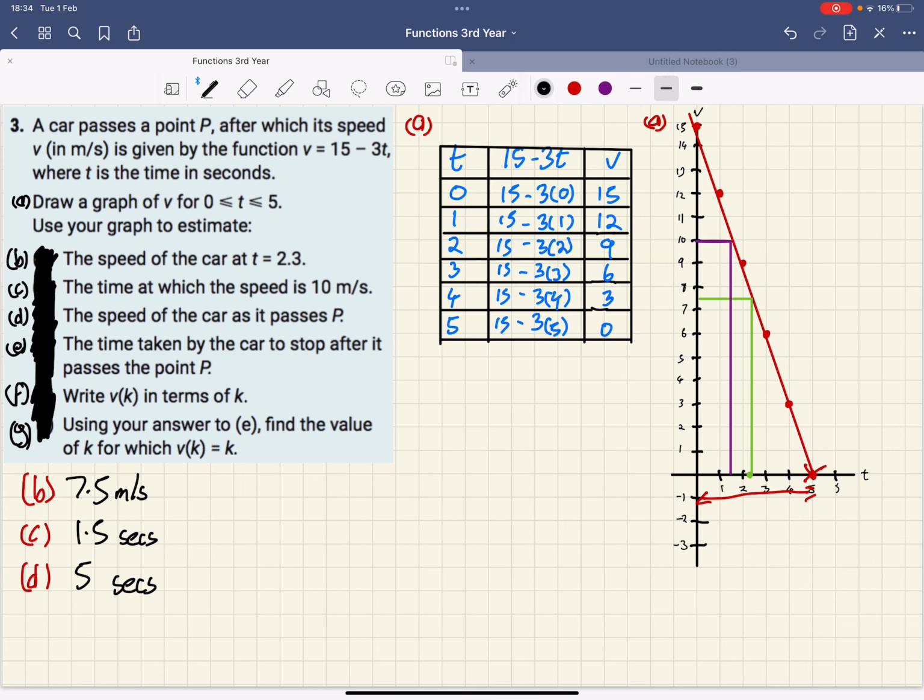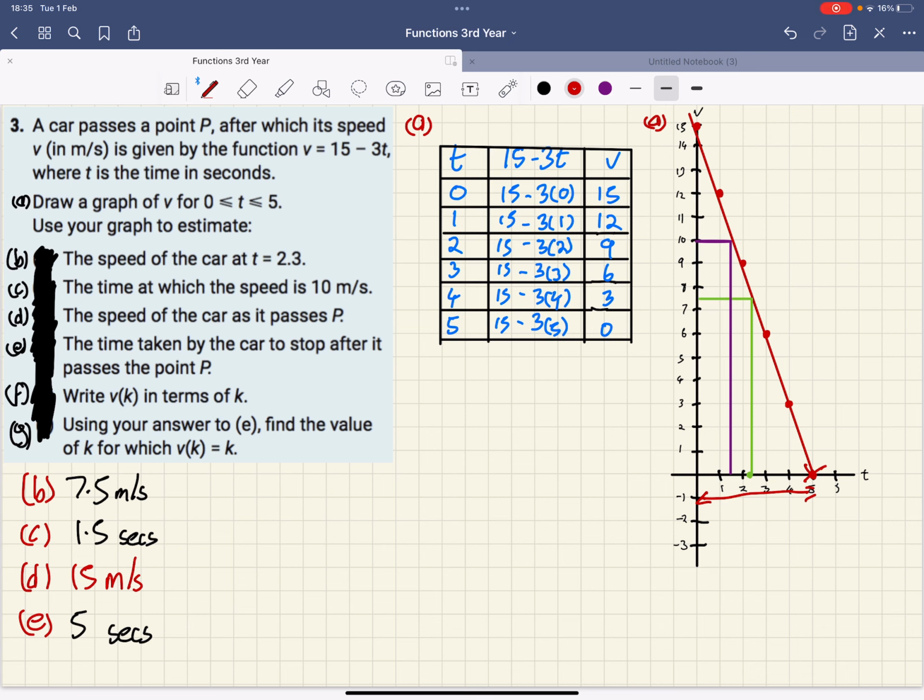Part E. The time taken by the car, is that not the same question? I'm getting them mixed up. Sorry lads, the question I did there is actually E, and part D is the speed of the car as it passes point P. It's 15 meters per second, because it's the first value, 15. So 15 meters per second.